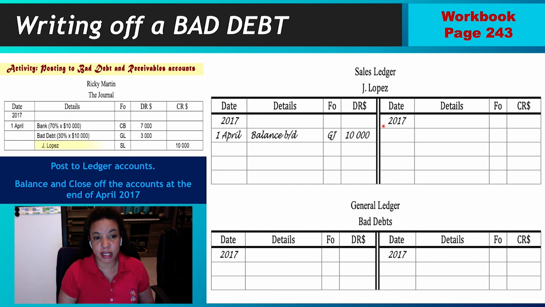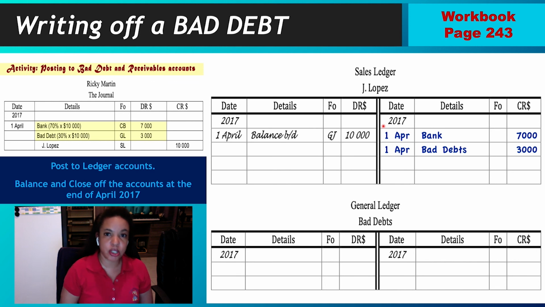So we actually have the date 1st of April. And the two accounts, the detail would be bank and bad debts in any particular order. So you have bank, and how much was the bank amount? $7,000. And then the next one was 1st of April, bad debts, $3,000. Right, so we went on the credit side for J. Lopez, and we put those two transactions, which shows us we received $7,000 from J. Lopez, and we wrote off bad debts for J. Lopez, $3,000. Okay?